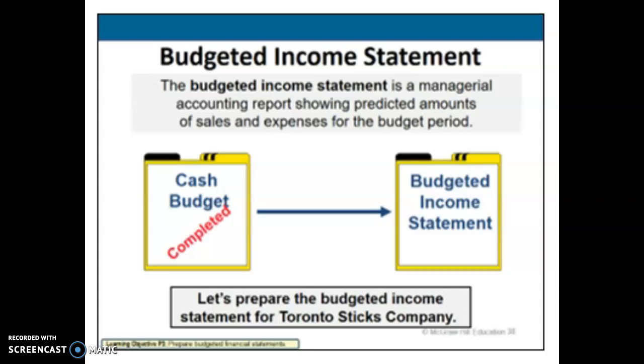Okay, now that we have prepared the cash budget, we are ready to do the budgeted income statement. So the budgeted income statement is going to show our predicted amounts of sales and expenses for the budget period. So let's look at it for Toronto Sticks Company.